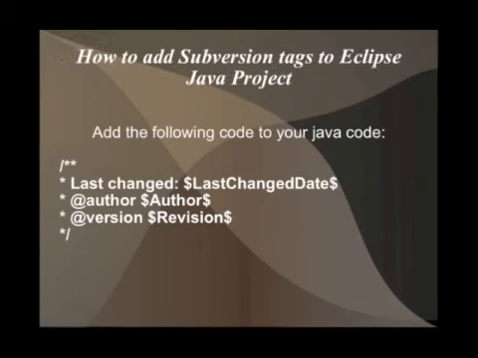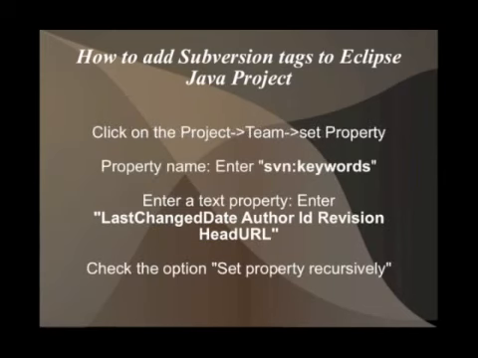You should always put code versioning tags inside your code so Subversion could give you the last author, last revision, and the last change inside your code. It's very important that you do that. So I highly recommend it. But by putting that in your code, you also have to set up Eclipse/STS to tell Subversion that those are keywords. And the way you do that is Project, Team, Set Properties, property name, enter svn:keywords, enter the text property, last change date, author ID, revision, and head URL. And click Set Recursively. And that's it. That's all you need to know.